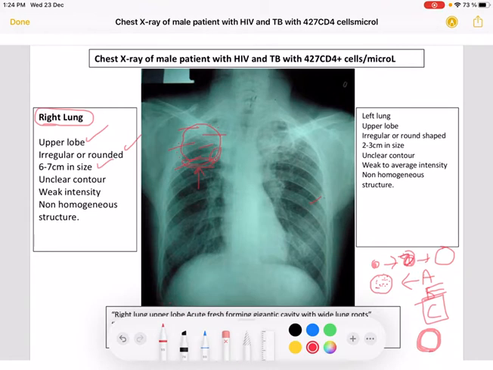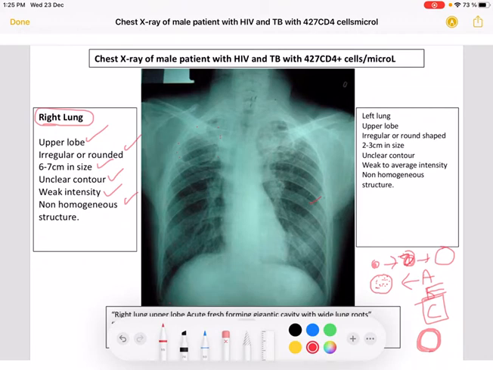And the contour is unclear. Contour means the borders. So the borders are not clear. We cannot see properly a cavity here. So unclear contour. The intensity is weak and it is a non-homogeneous structure.